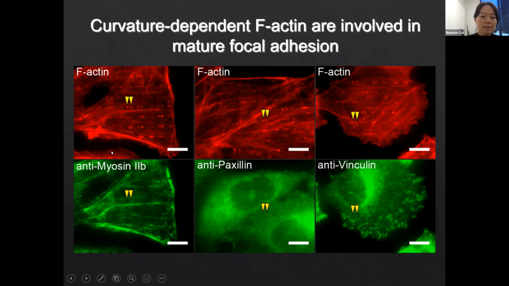And this is the actin and this is the myosin. You can see that for stress fibers, they colocalize very well. Wherever there is an actin fiber, you see the myosin. But on the nanopillars, you see very clear accumulation of actin, but there's no myosin 2. And the same thing here. When you see accumulation of the F-actin here, you don't see paxillin, and we don't see vinculin either. So those actins are not involved in, at least not involved in, mature focal adhesion.